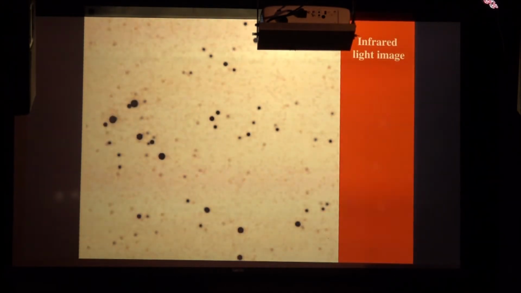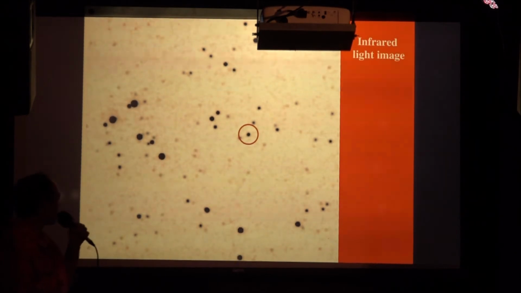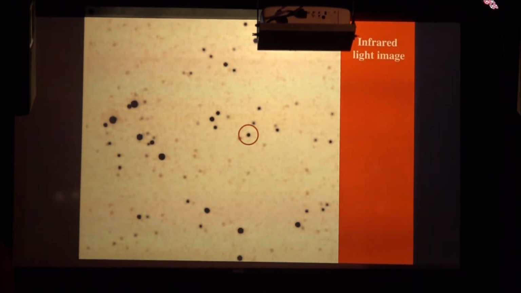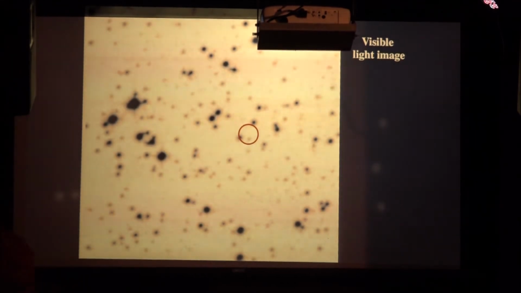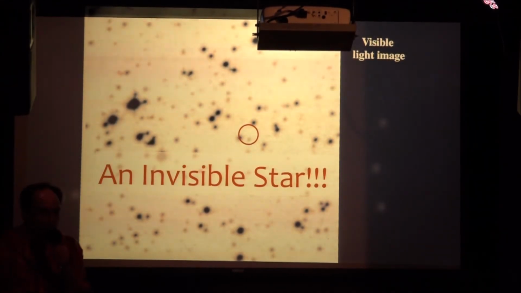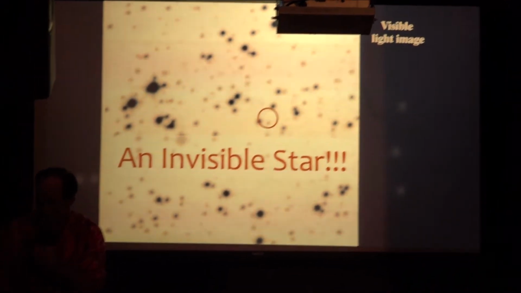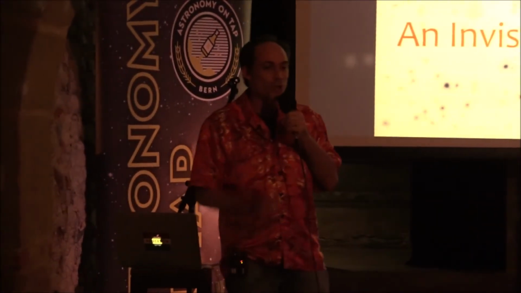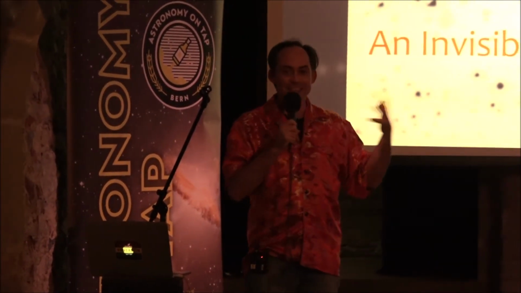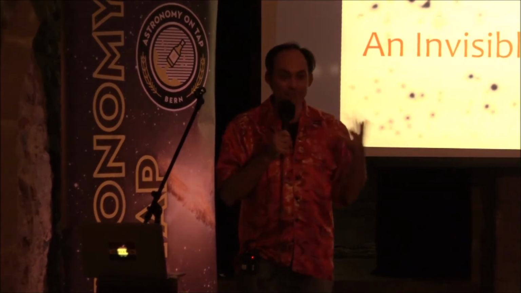And then sometimes you get lucky and the universe just throws a big circle right around the thing you're looking for. That's the infrared image, and there's the visible image. Gone, right? That's an invisible star. Whoa! I know! That's amazing!